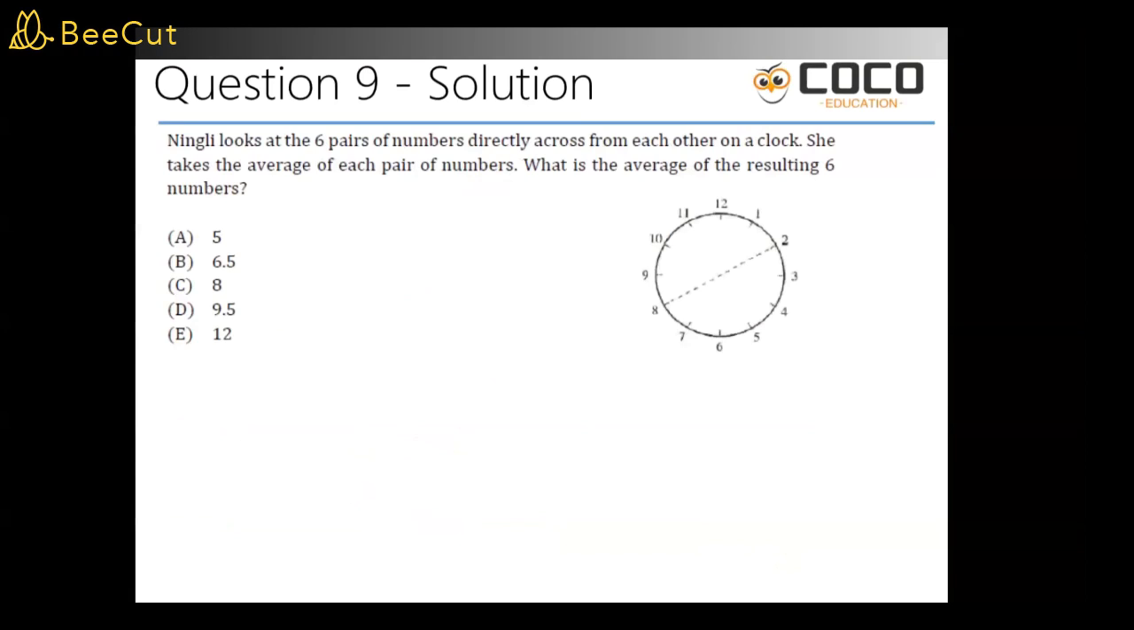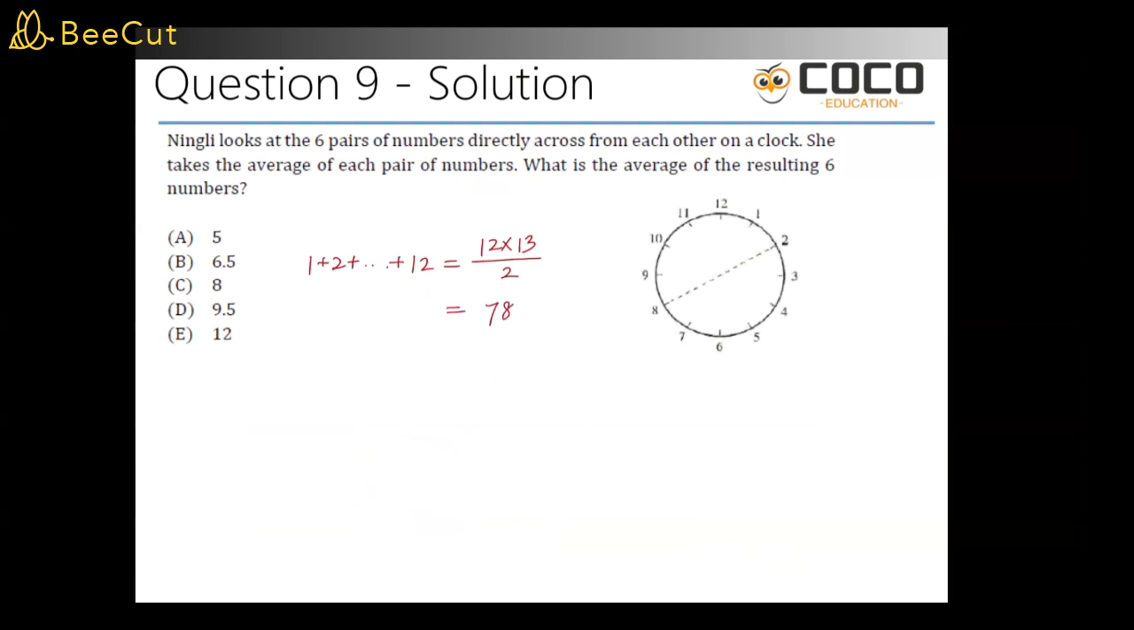Now, question 9. First, we find the sum of these 12 numbers from 1 to 12 added together. This equals 12 times 13 divided by 2. So the total is 78.